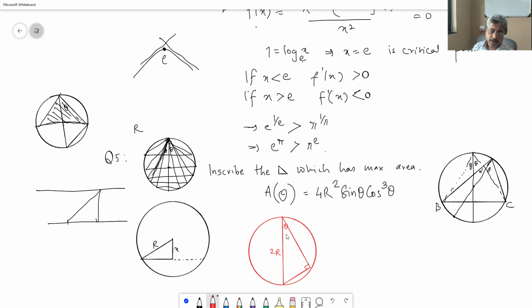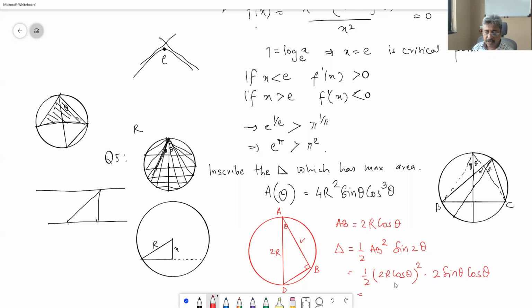Okay, so let us find out this distance. How much will this be? ABD is going to be a right angle triangle with AD as 2R. So AB upon 2R is equal to cos theta. So AB is equal to 2R cos theta. This side also AB, it is isosceles, therefore AC also equals AB. So the area of the triangle is half AB square sine 2 theta, which is half into (2R cos theta) square into 2 sine theta cos theta. That makes it 4 r square sine theta cos cube theta. So this is correct. This is the area.